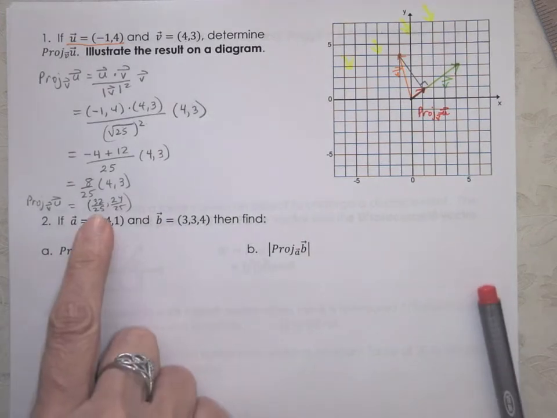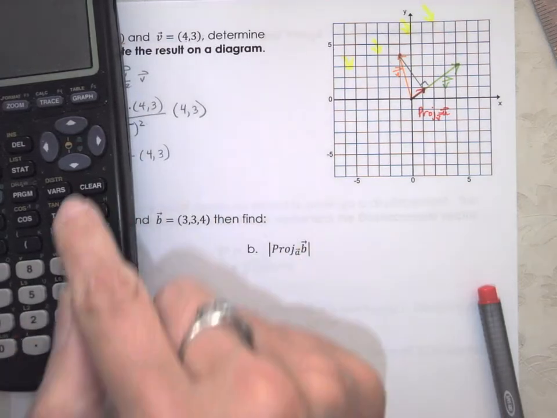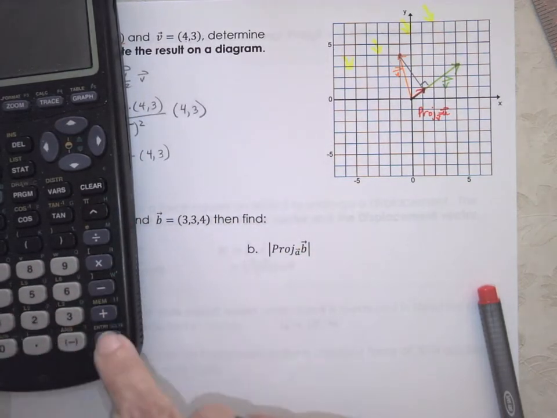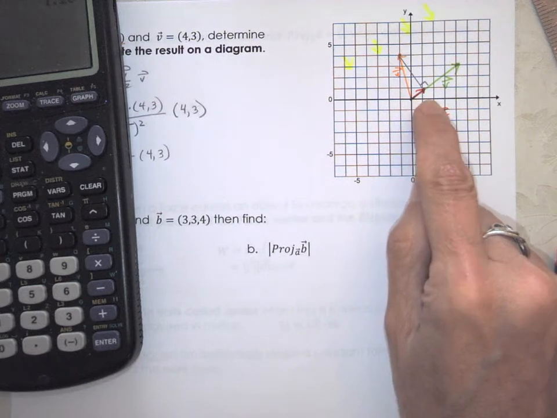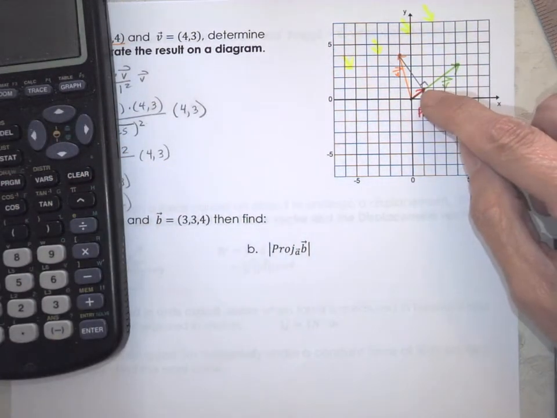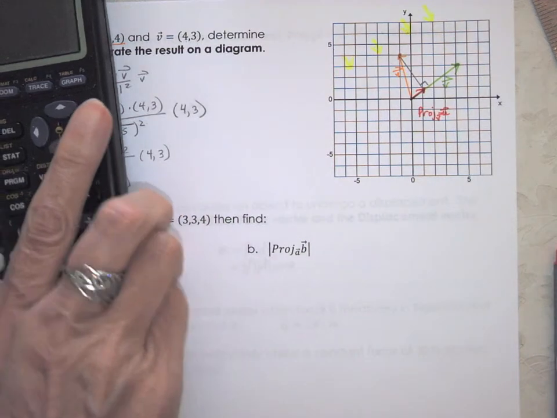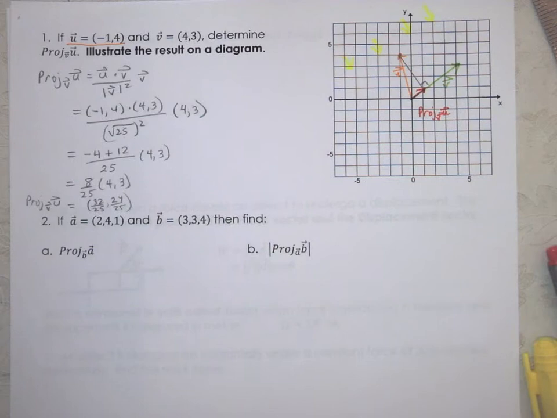And it should look like it's 32 over 25. So from 0, 0 to 32 over 25. So in the x direction, about 1.28, which looks good. And then 24 over 25 is just under 1, which looks good as well. So our diagram makes sense with our calculation.